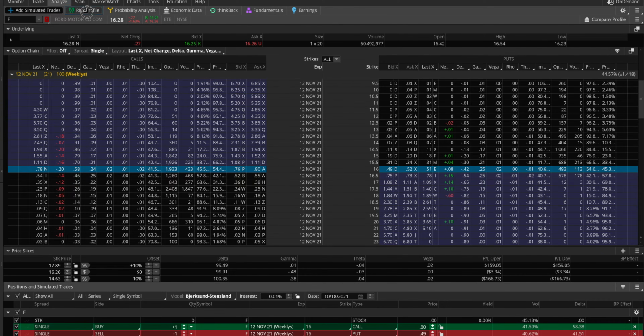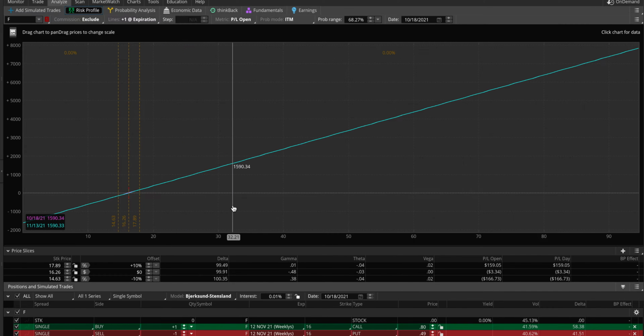And if we take a look at the risk profile, we have essentially made the same payoff structure as just buying regular shares into the stock. So it does come with a break even, which is essentially what you paid for the call minus the put premium you receive.